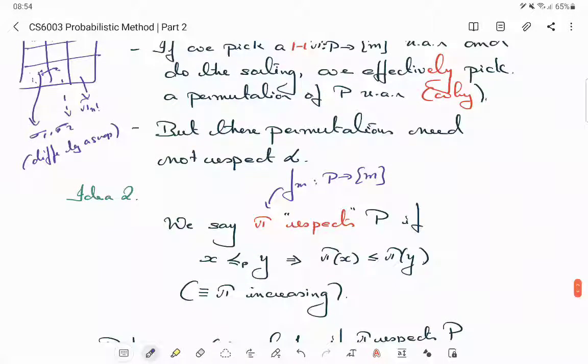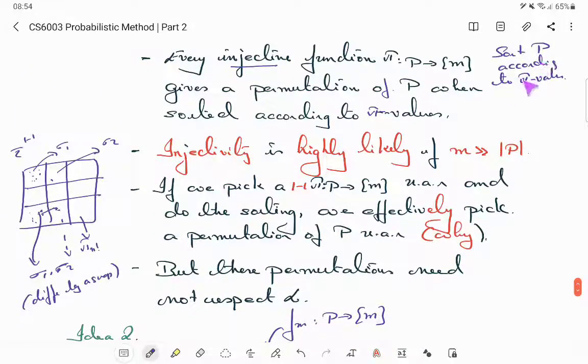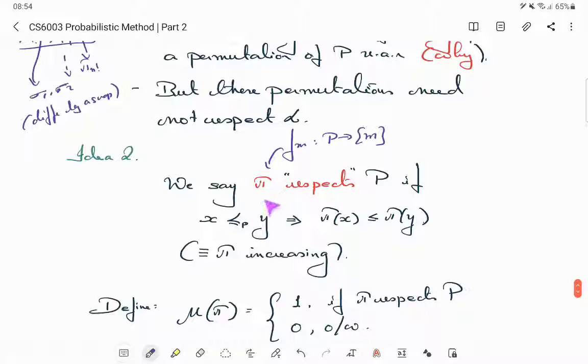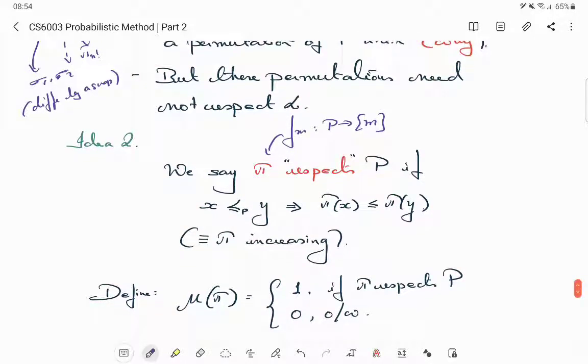And now you see that if you do this sorting operation, this sorting according to pi values, from a function pi which respects P, the linear order or the total order that you get is going to also respect P, and hence it will be a linear extension of P. Okay, this is the second key idea. So in order to focus our attention only on those functions which respect P, we use our mu function. Okay, so the mu in the FKG inequality, we will say that mu is 1 for those functions which respect P and 0 otherwise.